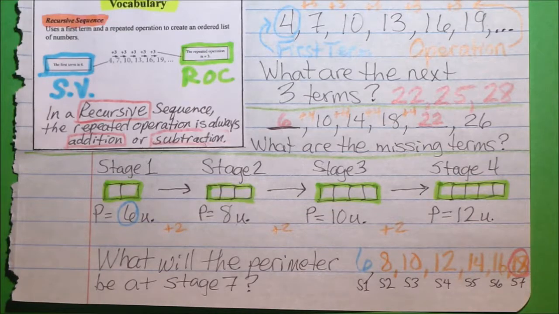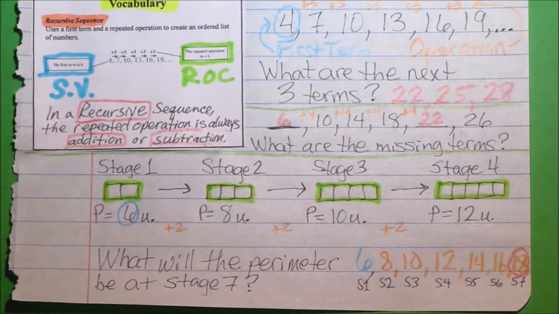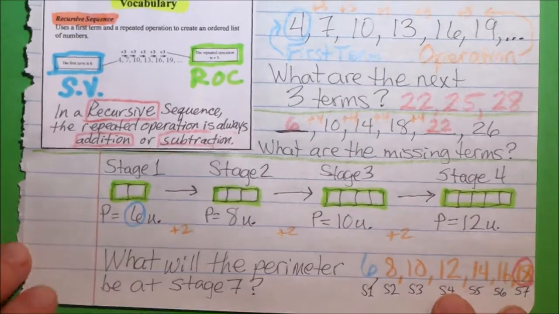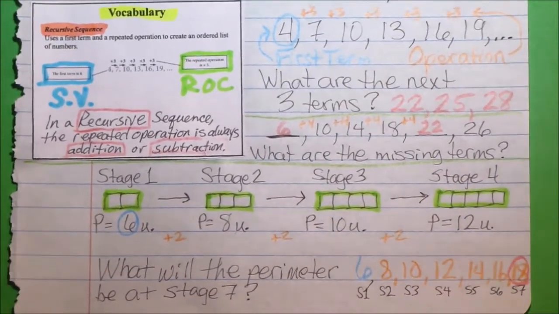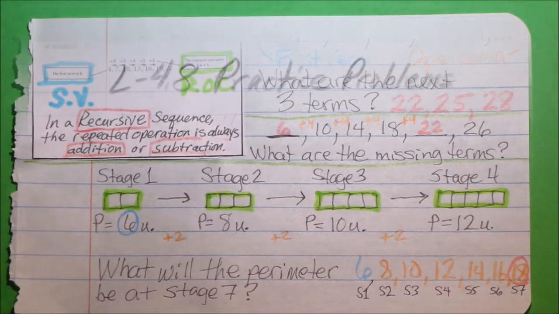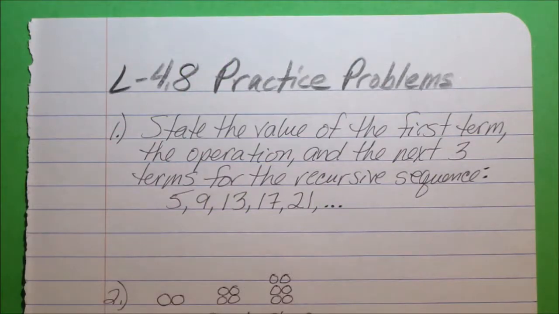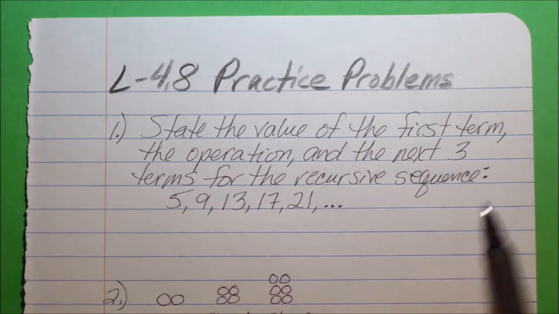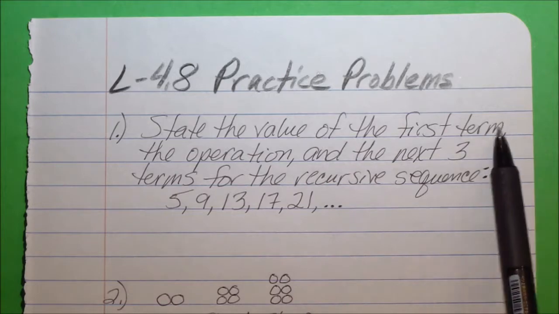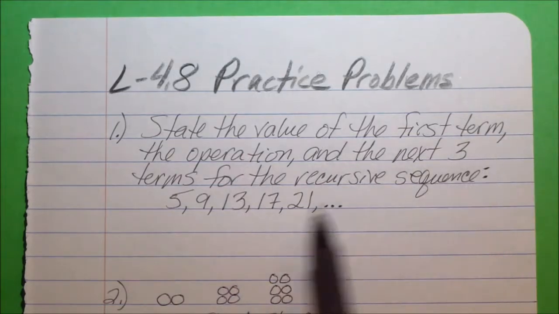Okay? All right, so those are the 3 kinds of problems you're going to see on your worksheet. Let me see if I can get all the notes in the frame here. There you go. And so let's take a look at a few practice problems and see if you're ready for the worksheet. All right, here we go. Okay, here's our practice problems for lesson 4.8. The first one here has state the value of the first term and the operation and the next 3 terms for the recursive sequence that you see here.